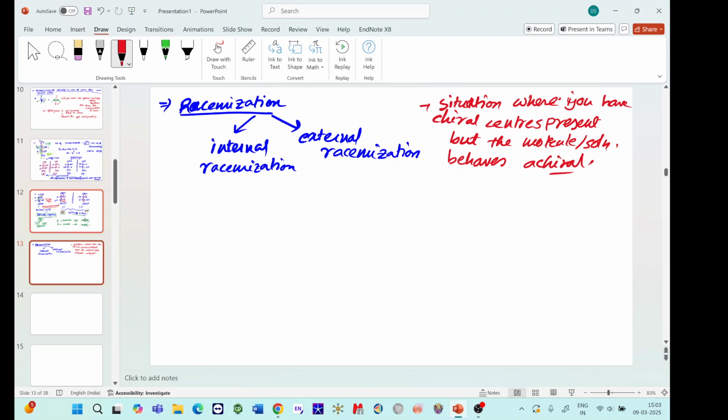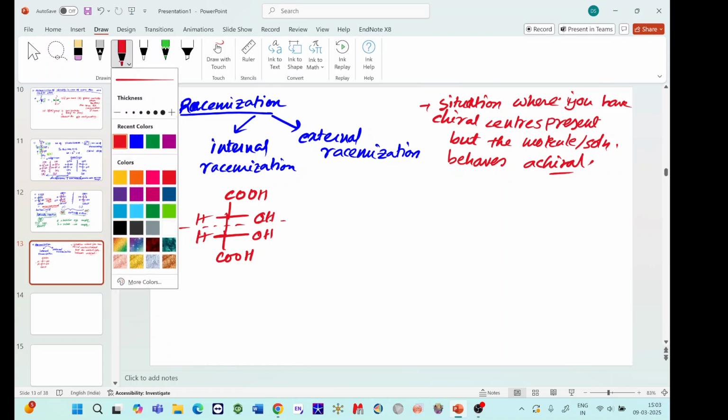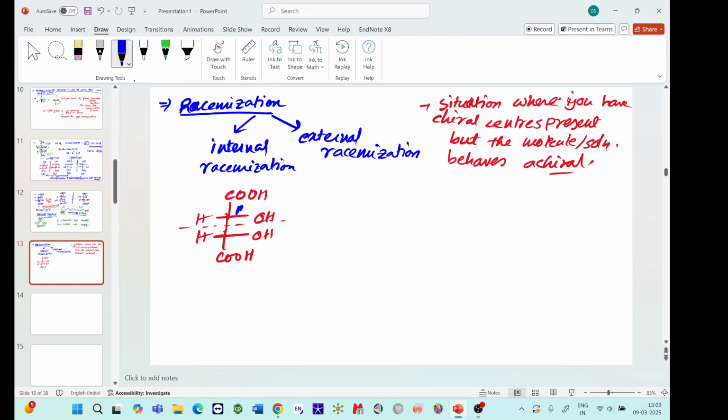So what is internal? That's what I tell you. You have a mirror plane out there. If you have one R and one S, they are cancelling each other. These two are cancelling each other. So overall you will get 0.